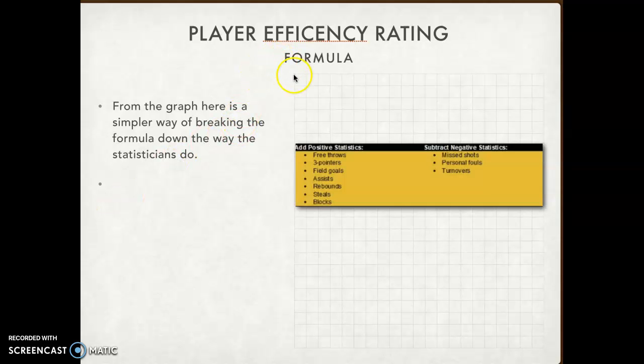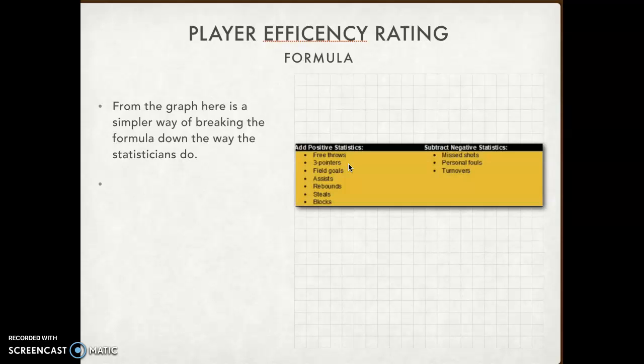And so from the graph here, the player efficiency rating formula, they take all the free throws, the three-pointers, the field goals, assists, rebounds, steals, and blocks, and they subtract the negative statistics, missed shots, personal fouls, and turnovers, all the way down to one number. And it's pretty generic.